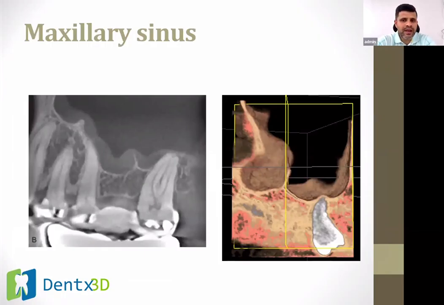Now in the posterior maxilla, your major landmark is your maxillary sinus. If you see this, the very black part is your maxillary sinus. The gray part here, gray is soft tissue, so this is the mucosal lining of the maxillary sinus. And this white line is the floor of the maxillary sinus. Then we have the alveolar bone, and this is the alveolar crest. And this is the restoration of the process.